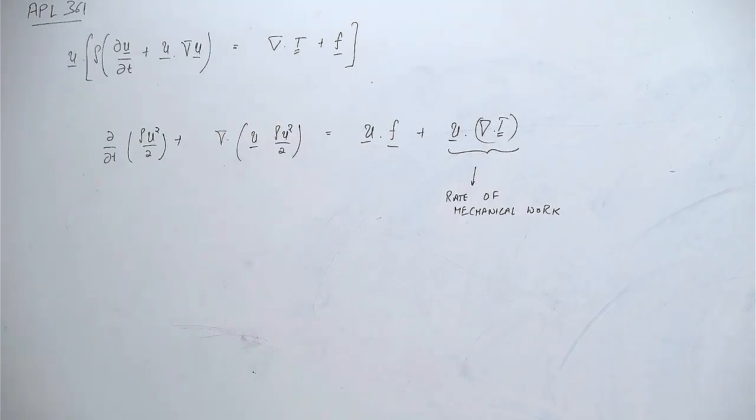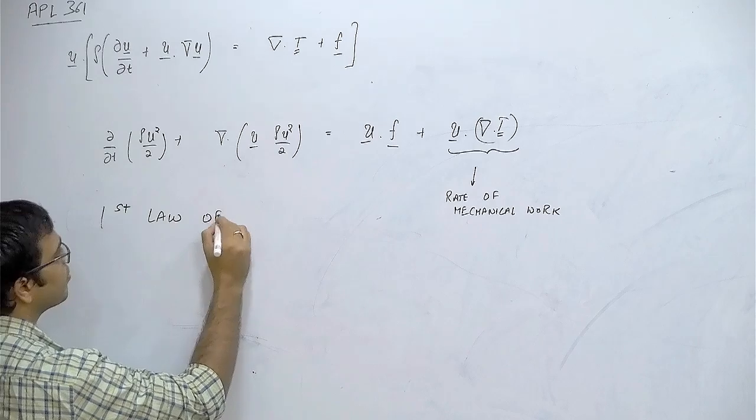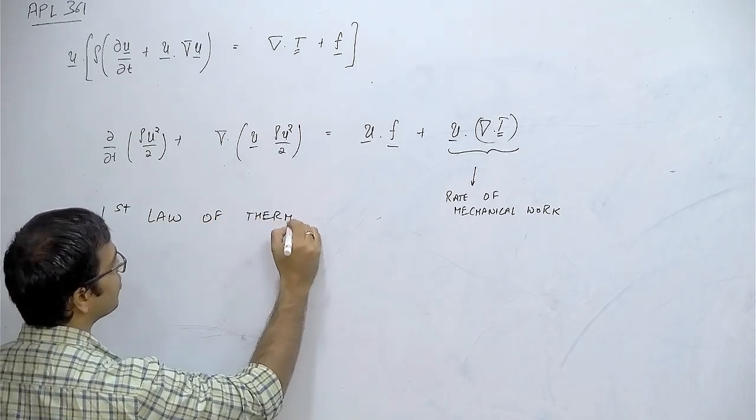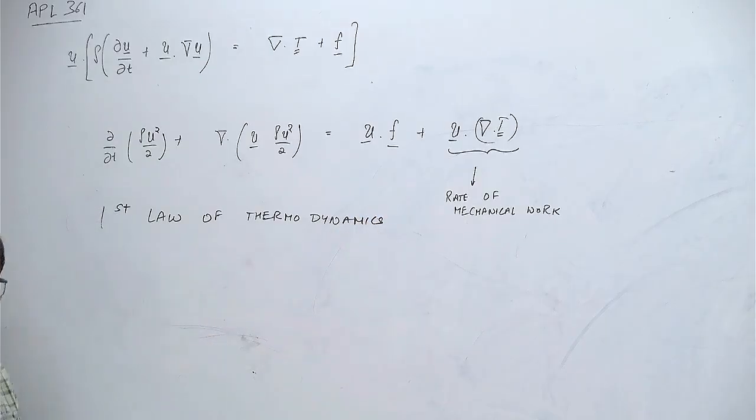For the total energy equation, we again go back to the physical law that we all know for total energy. The law that we know for total energy is our first law of thermodynamics. So the first law of thermodynamics states, what does the first law of thermodynamics state? Heat plus work equals change in internal energy?